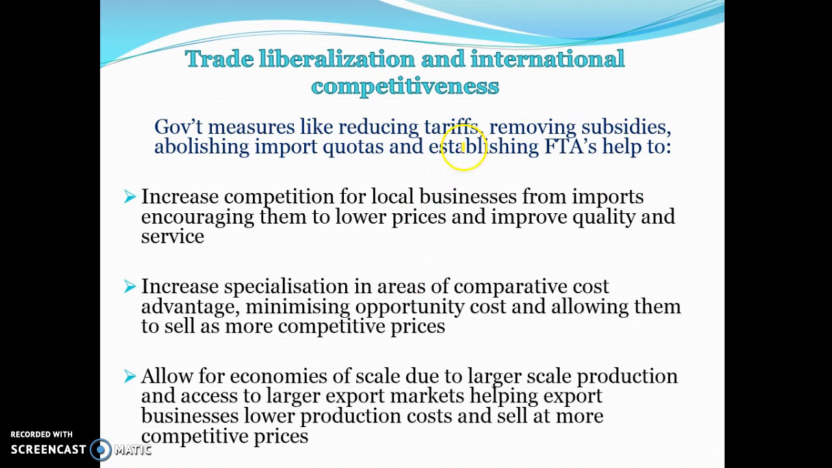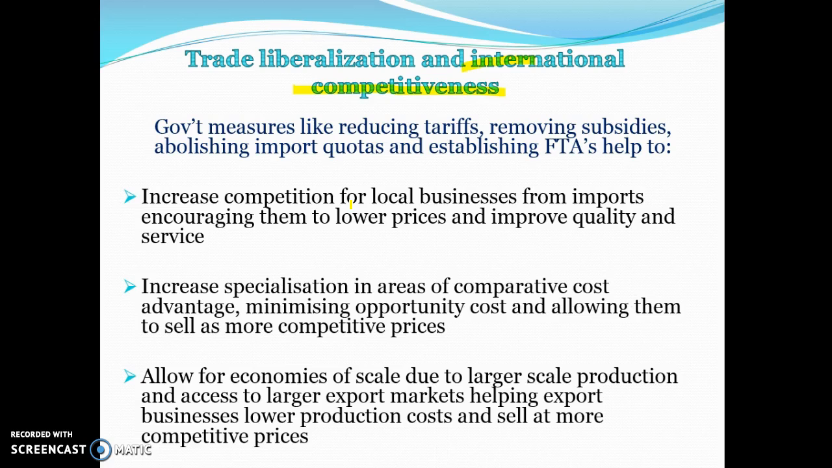When you are talking about trade liberalisation and our international competitiveness, you want to talk about how it increases competition for local businesses, which encourages them to either lower their prices or improve their quality. That's what international competitiveness is all about. Increased specialisation in areas of comparative advantage helps to minimise opportunity costs and sell at lower prices.